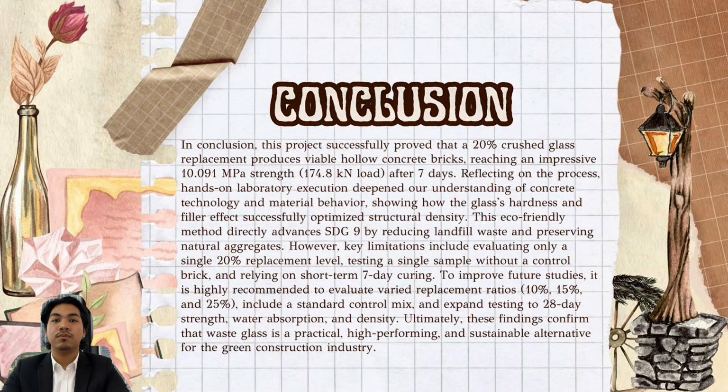In conclusion, this project successfully proved that a 20% crushed glass replacement produced viable hollow concrete brick, reaching an impressive 10.091 MPa strength with a 174.8 kN load after 7 days. Reflecting on the process, hands-on laboratory execution deepened our understanding of concrete technology and material behavior, showing how the glass hardness and filler effect successfully optimized structural density. This eco-friendly method directly advanced SDG 9 by reducing landfill waste and preserving natural aggregate.